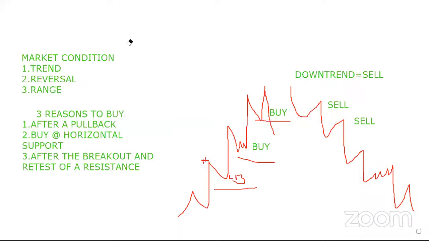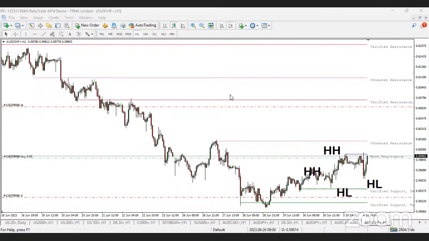We sell after a pullback. You sell at a horizontal resistance, and then you sell after the breakout and retest of a support. Simple. Just flip all of these 3 reasons for buy around, and then you get the reasons for sell. So let's check the chart of gold. Let me open the chart for gold. I believe you can see my screen, please.